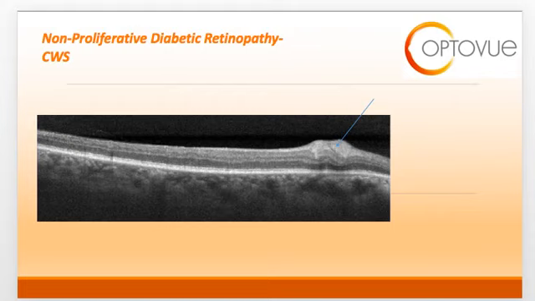Remember that a cotton wool spot manifests as a result of a nerve fiber layer infarct. Thus, when you look at the OCT, you can see the hyperreflective area affecting the nerve fiber layer, thus manifesting as a cotton wool spot.